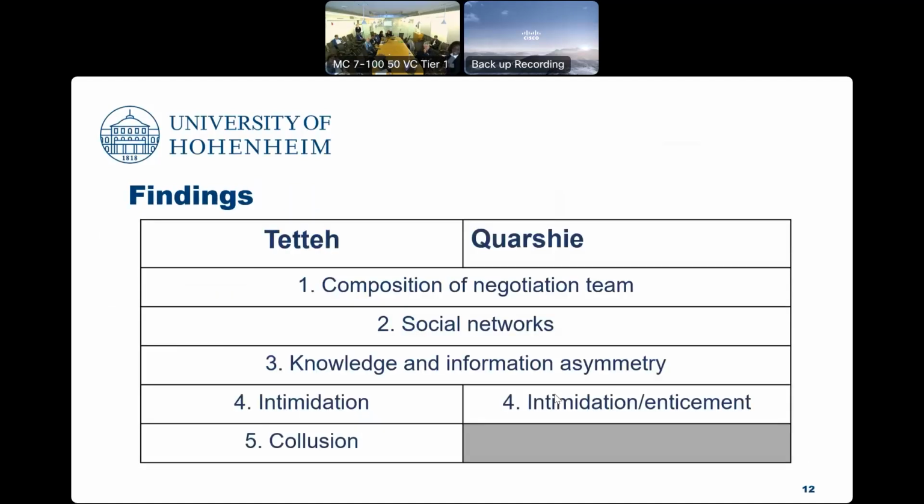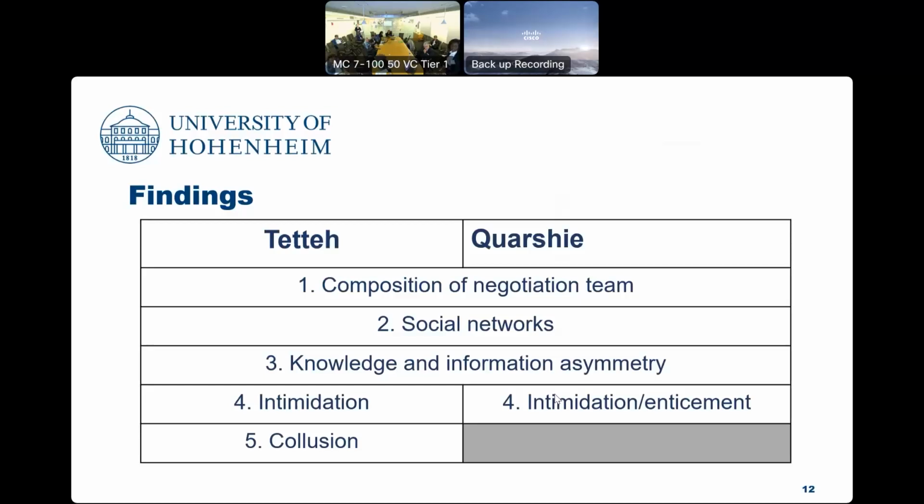Thank you. So these are the main themes. The factors that affected the negotiations were one, the composition of the negotiation team, two, influence of social networks, three, knowledge and information asymmetry, and then there was intimidation in the case of Tete, delays with enticement in the case of Kwashi, and then there was a fifth theme which was absent in Kwashi, that is collusion.